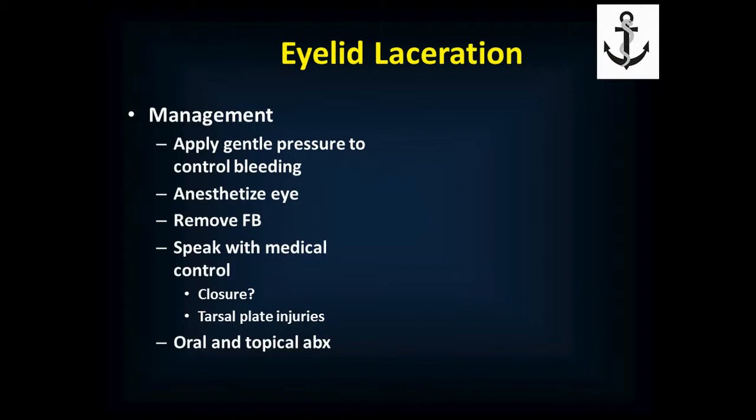So your management will be gentle pressure. If there's any bleeding, don't push hard. You'll make the patient nauseated, give them a headache, make them pass out. So gentle pressure. Anesthetize the eye with some eye drops, tetracaine. Remove any foreign bodies if there are any, and then talk to medical control. Again, the possibility exists that you could close this if you had a lot of experience doing suturing, but chances are good you're not going to do that. And if there's a tarsal plate injury, you're not going to do that. You'll need to treat them with oral and topical antibiotics because you won't know for sure whether there was penetration through the tarsal plate, and if there was, the risk of an orbital cellulitis is pretty high.